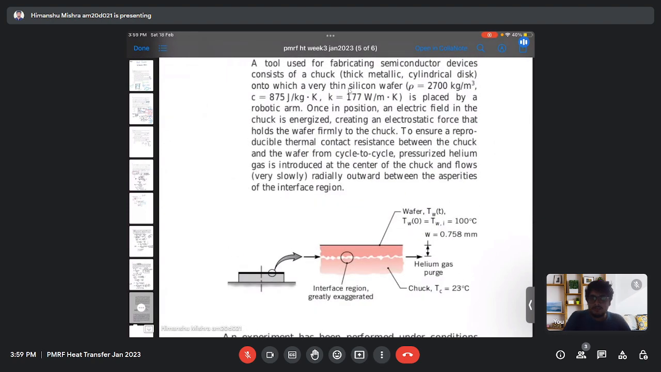So in this question we are given a tool used for fabricating semiconductor devices, consisting of a chuck onto which a very thin silicon wafer is placed. We have been given the properties of the silicon wafer. Once in position, an electric field chuck is energized, creating an electrostatic force that holds the wafer firmly to the chuck. To ensure reproducible thermal contact resistance between the chuck and the wafer from cycle to cycle, pressurized helium gas is introduced at the chuck, radially outward between the asperities.